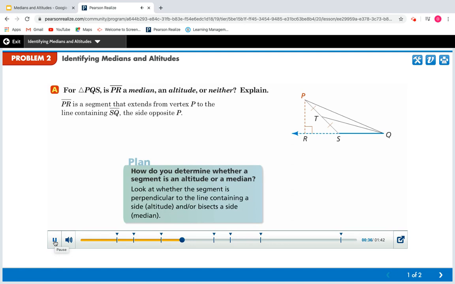Segment PR is a segment that extends from vertex P to the line containing segment SQ, the side opposite P. Segment PR is perpendicular to ray QR. So, segment PR is an altitude of triangle PQS.